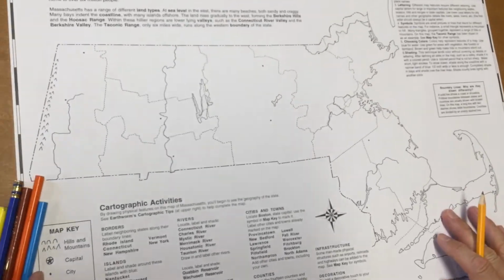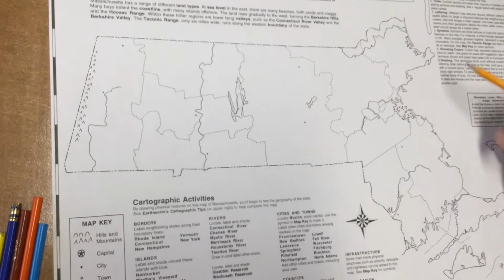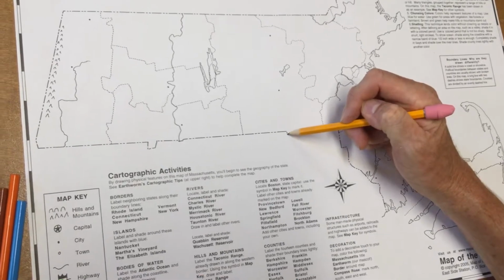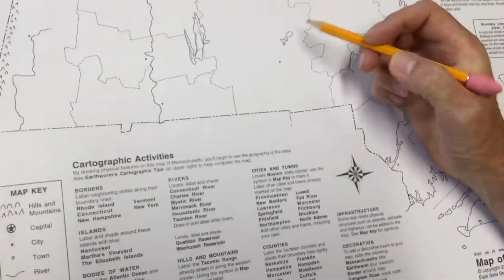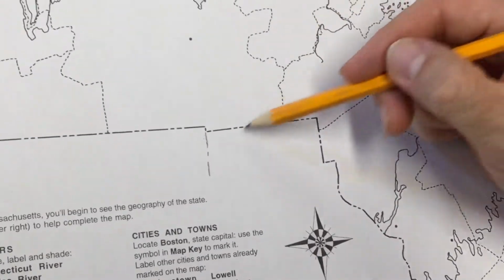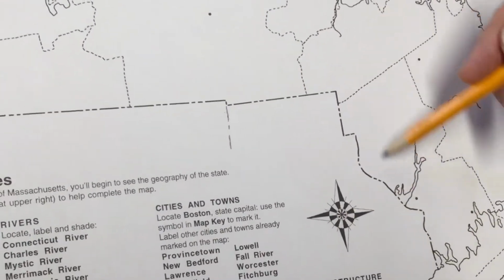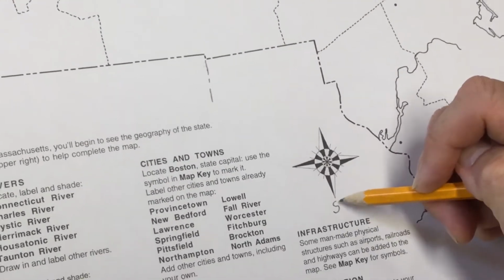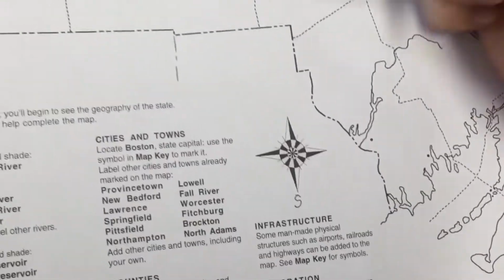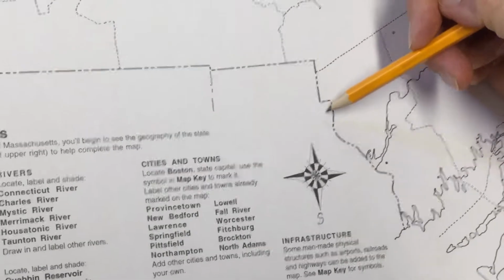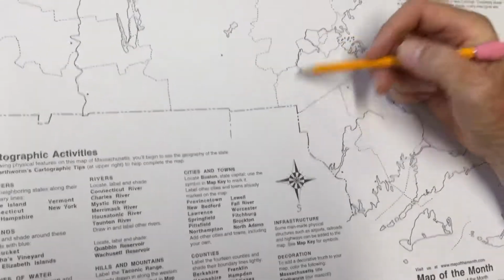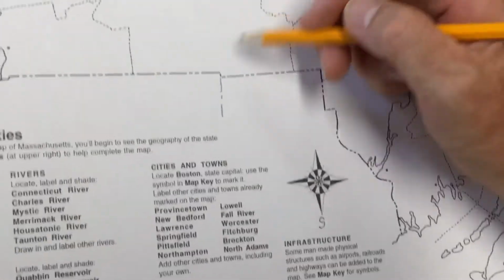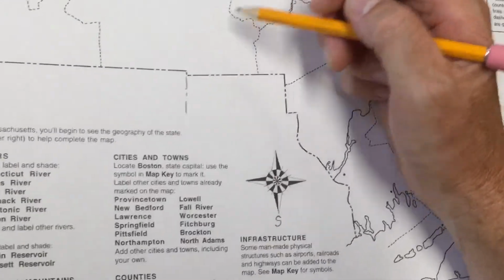Let's start by labeling one of the neighboring states. It will help if you put a little line like this to show where this state kind of ends. It's a state right just to the south of Massachusetts. In fact, I'll label the first point of the compass rose south. And this state lies right in this little corner of the state of Massachusetts, and the state is Rhode Island.